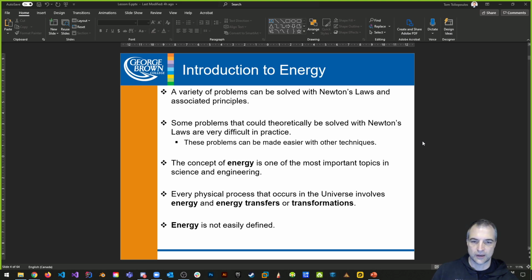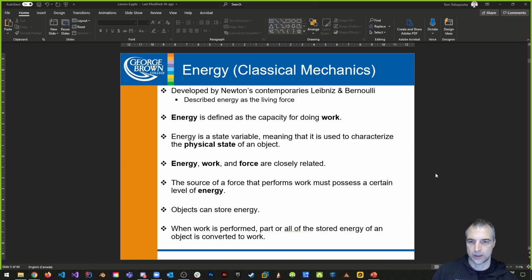So the concept of energy is one of the most important topics in science and engineering. We have to discuss what energy is, because energy means different things to different people. So really, the idea of energy is the capacity to do work. That's how it's defined in physics. We're not talking about an energy form, like you've turned into the Human Torch and you are pure energy. That's not the energy we're talking about here. We're talking about energy that can be used to do work.